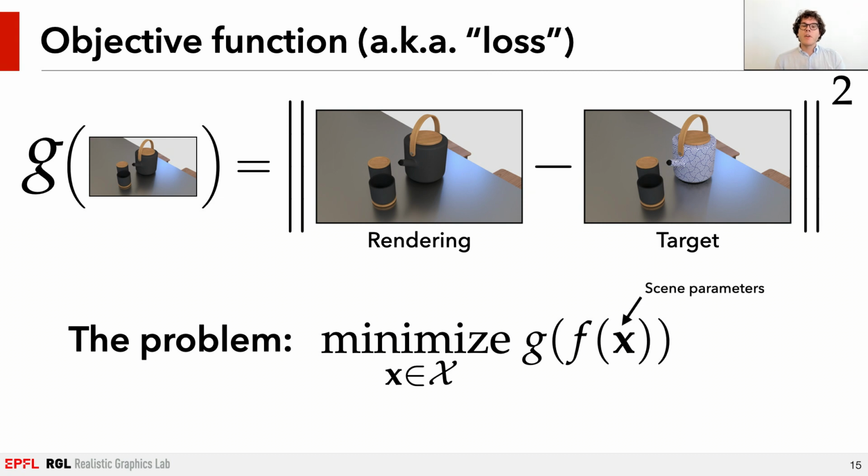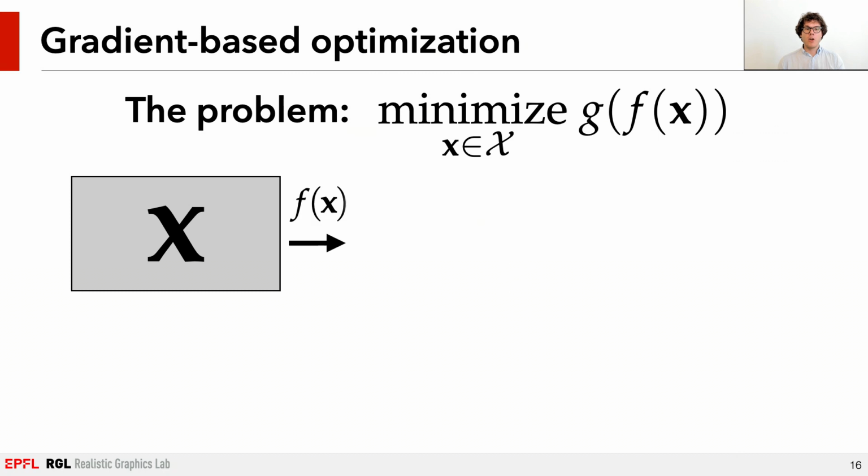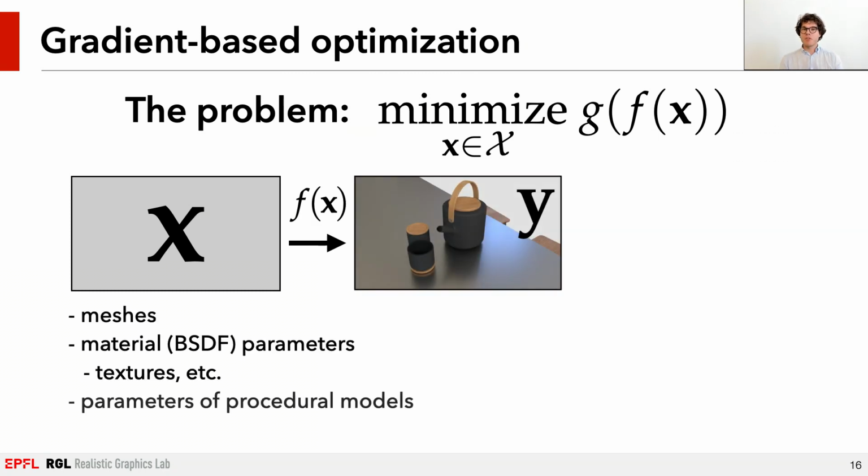For inverse rendering, we just plug our rendering algorithm into this function, and then we search for the best scene parameters that make the objective function happy. The optimization domain is a high-dimensional space of all possible meshes, materials, textures, and so on. And this is the point where we throw up our hands in defeat and try something else because it's just too difficult.